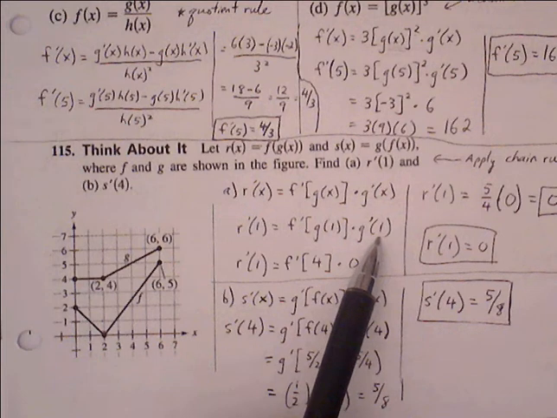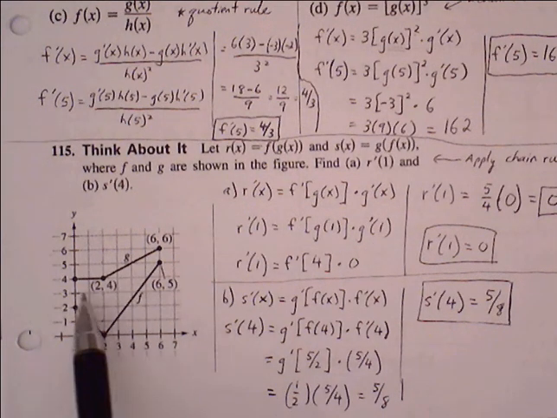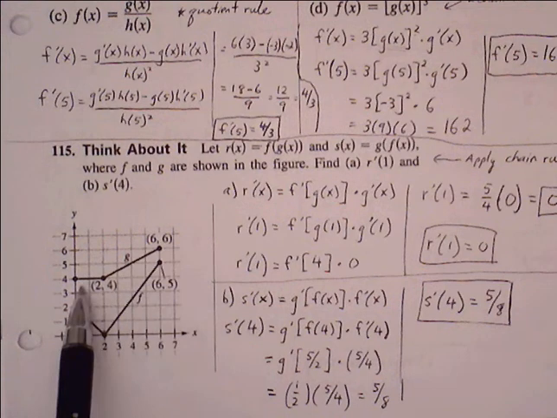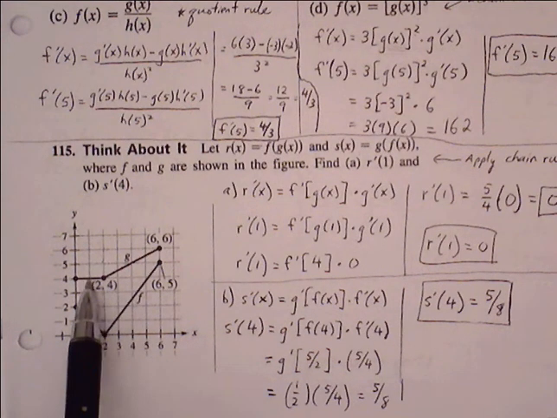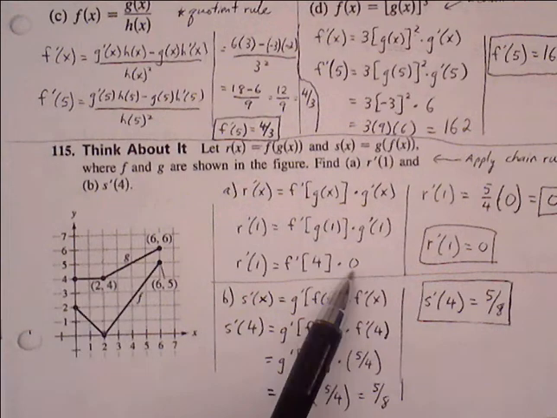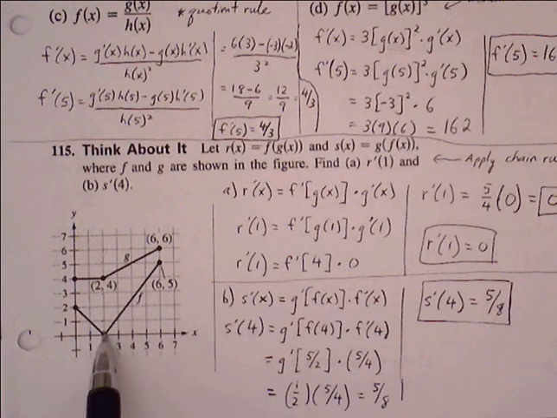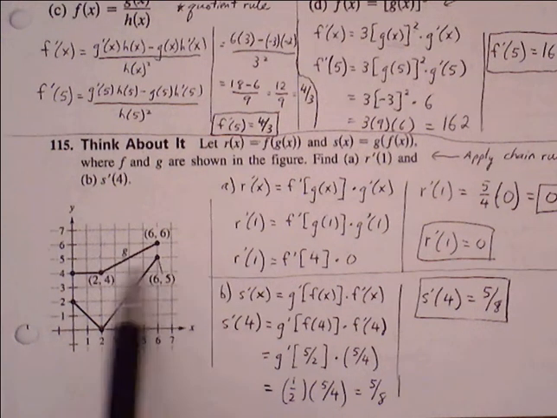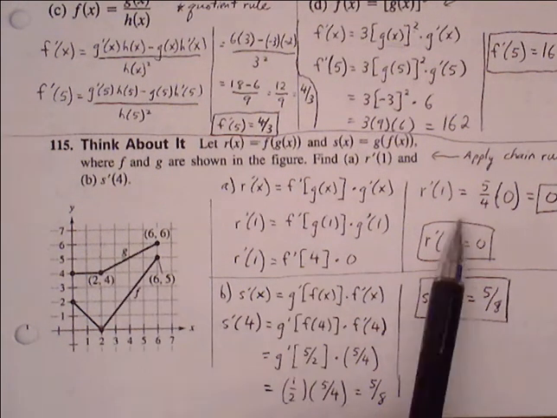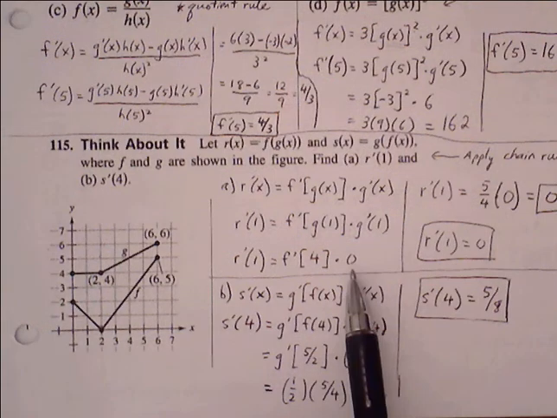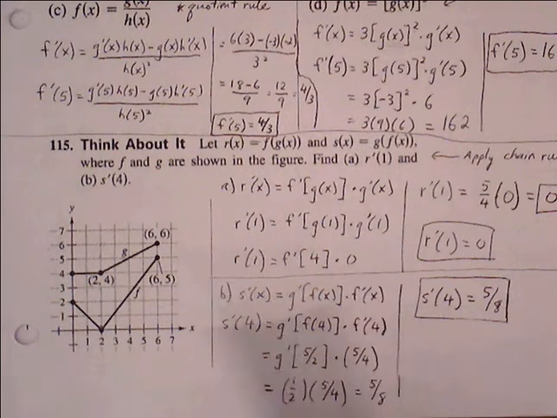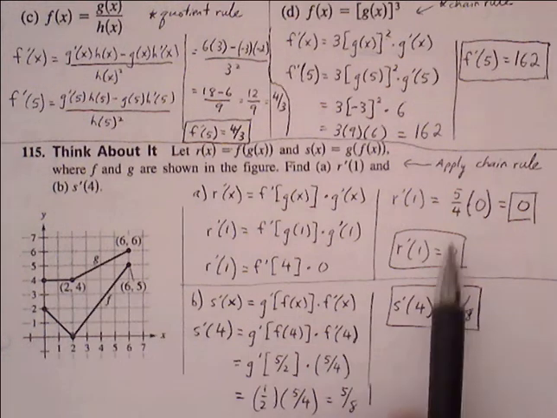And then g prime of 1 is the slope of the g graph at 1. So here's my g graph. The slope at 1 is part of a flat straight line here. Notice that there's no steepness, there's no slope. The slope here is 0, so replace this with 0. So f prime of 4 should be 5 over 4, and it is. However, 5 over 4 times 0, anything times 0 is going to be 0. So r prime of 1 is going to be 0.